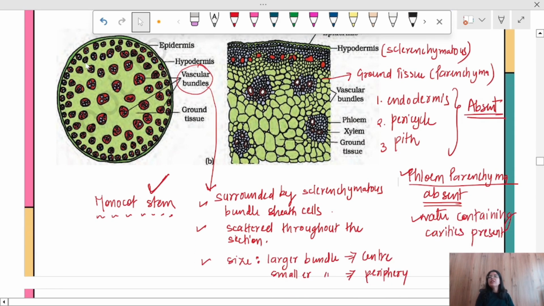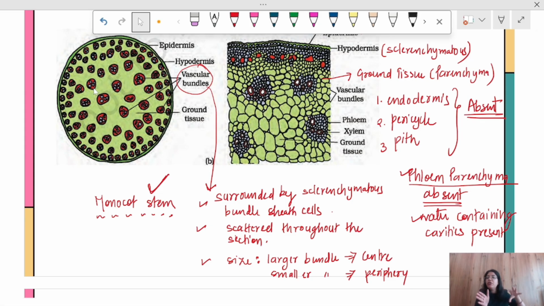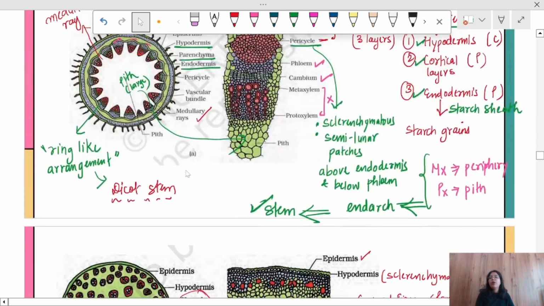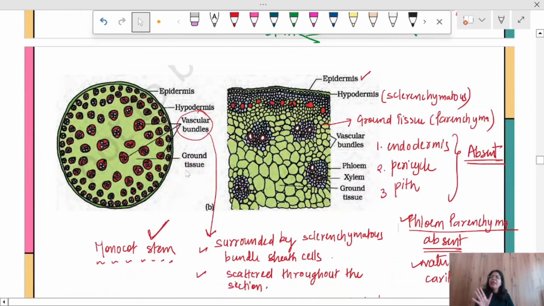Okay. Size of the vascular bundles is not the same throughout. Central bundles are larger as compared to the peripheral. As you are moving towards the periphery, the size is getting reduced, right? This is what you have to remember. And do you have any cambium here? No, cambium is absent. The bundles are conjoint closed.